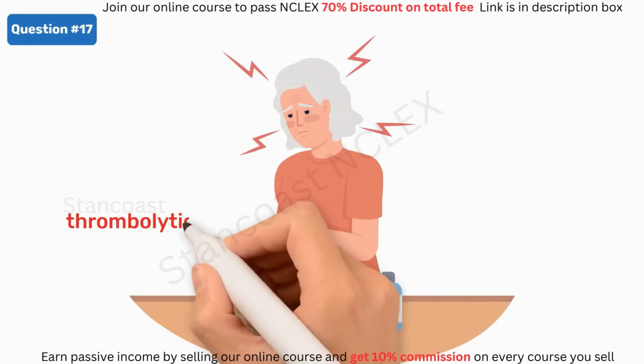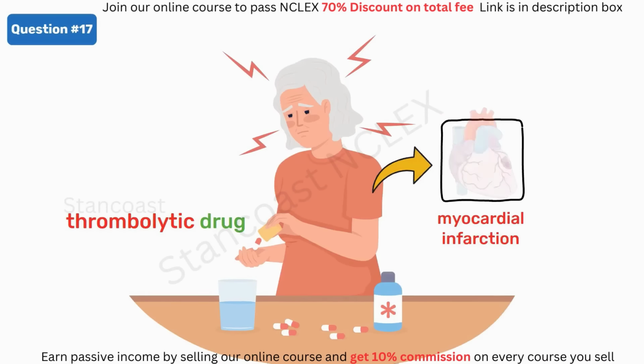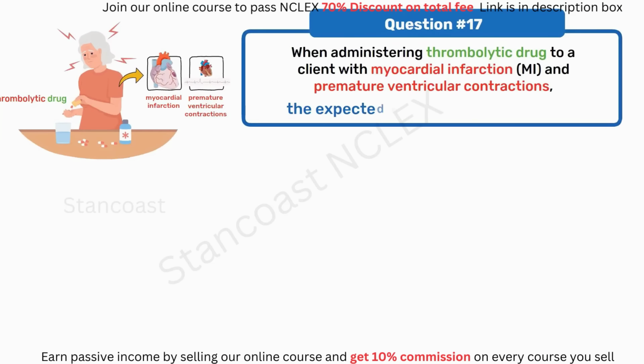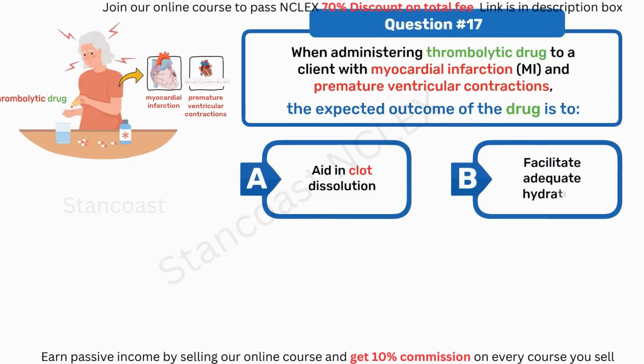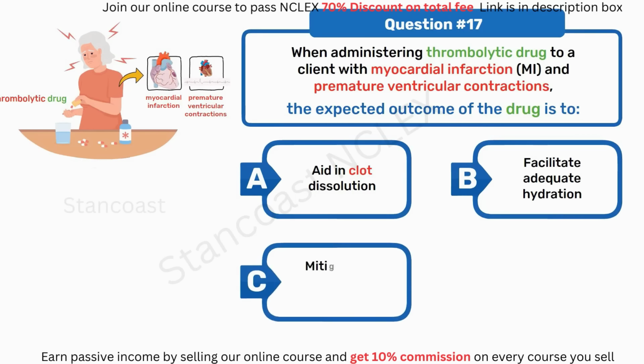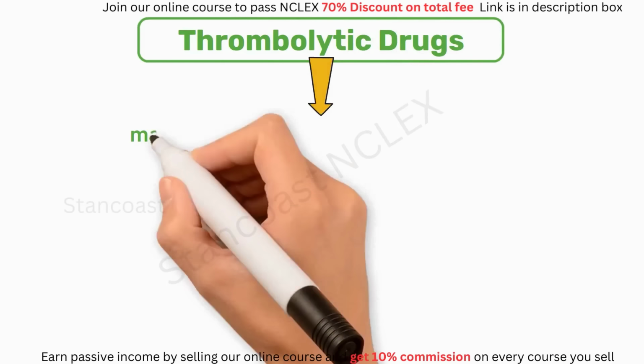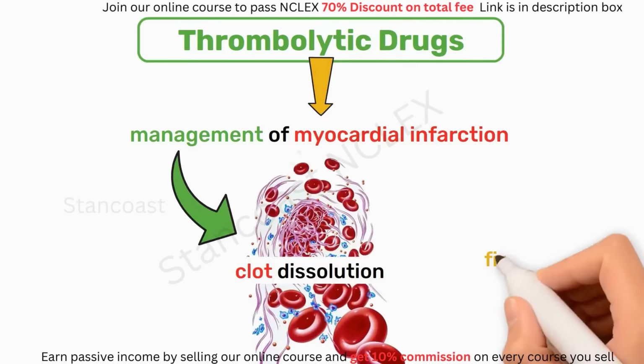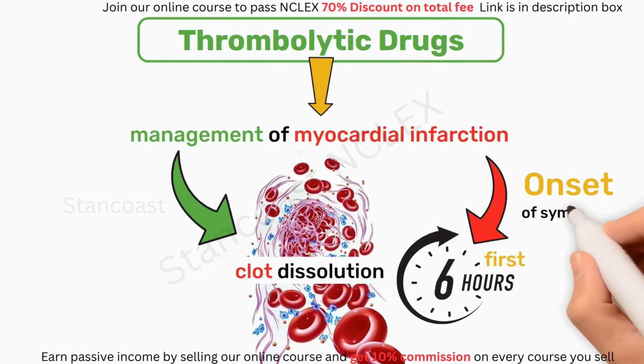When administering thrombolytic drugs to a client with myocardial infarction, MI, and premature ventricular contractions, the expected outcome of the drug is to A. Aid in clot dissolution. B. Facilitate adequate hydration. C. Mitigate the risk of kidney failure. D. Manage dysrhythmias. Option A is correct because thrombolytic drugs play a crucial role in the management of myocardial infarction by promptly initiating clot dissolution within the first 6 hours following the onset of symptoms.